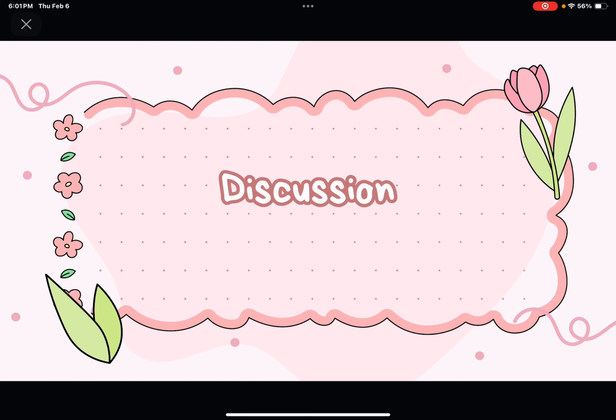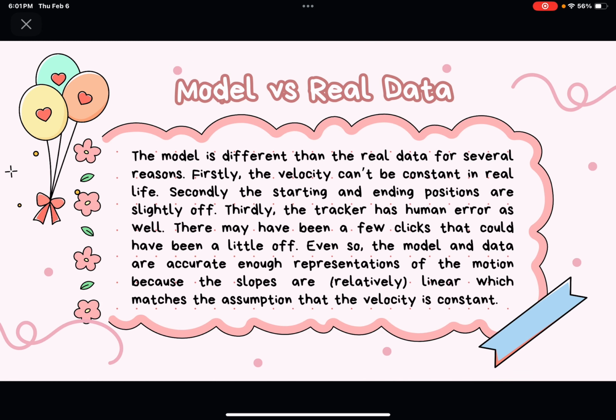And then here's the discussion of the information. The model is different than the real data for several reasons. Firstly, velocity can't be constant in real life because there's no way to minimize forces such as friction in real life. Secondly, starting and ending positions are slightly off. Thirdly, Tracker has human error as well, and there may have been a few clicks that could have been a little bit off. Even so, the model and data are accurate enough representations because the slopes are relatively linear and it matches the assumption that velocity is constant.